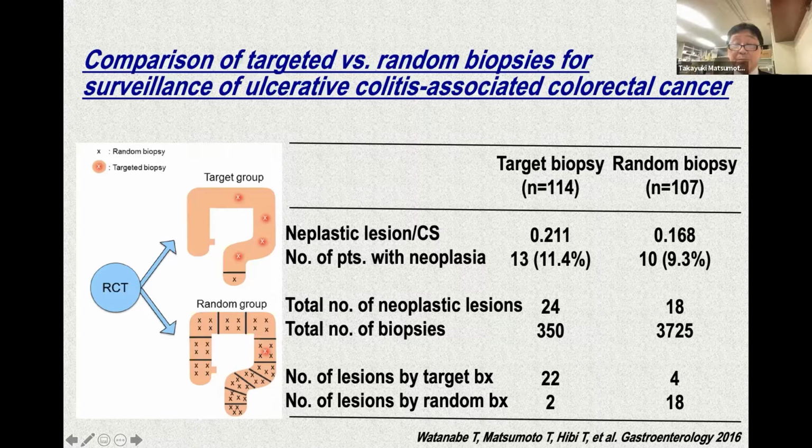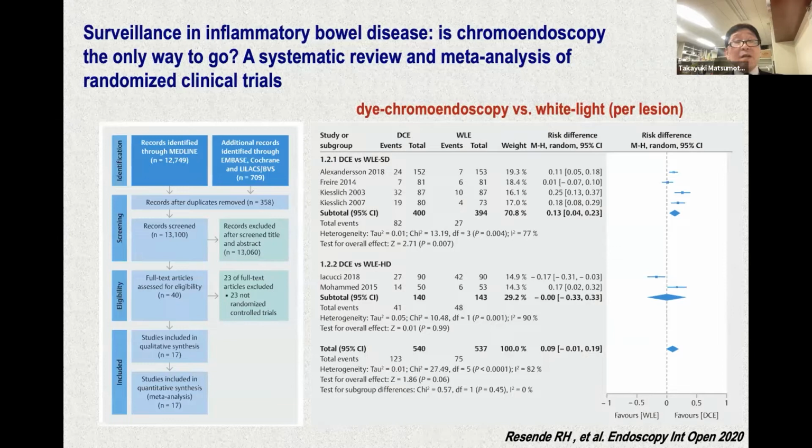Thereafter, there have been various types of controlled trials investigating the procedure for colonoscopy. This slide summarizes a meta-analysis comparing dichroma endoscopy with white light colonoscopy for the detection of dysplastic lesions. As you can see in this slide, there is a marginal but significantly superior effect of dichroma endoscopy when compared to white light colonoscopy.